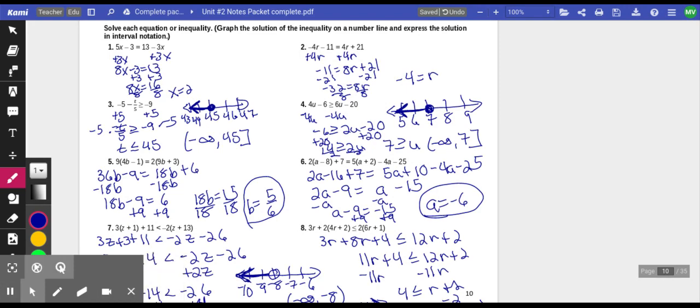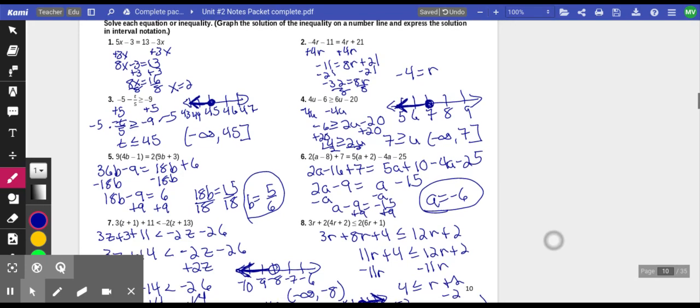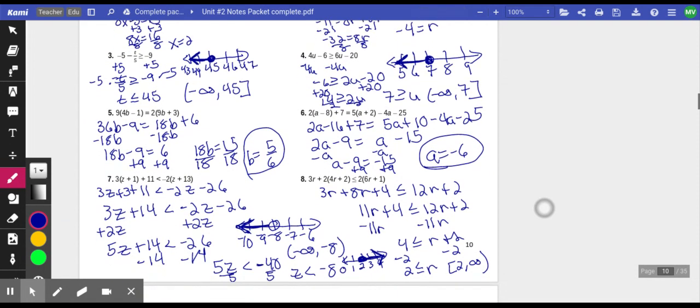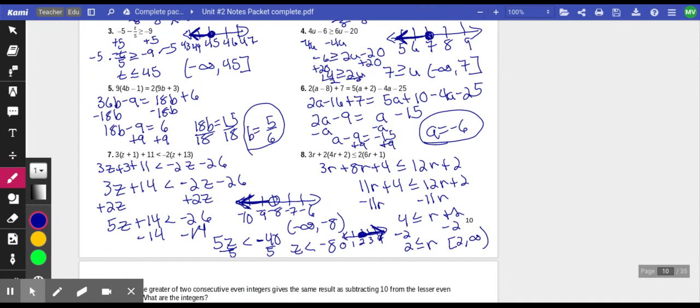Okay, here are the answers. Number 1 is x equals 2. 2 is negative 4 equals r. 3 is t is less than or equal to 45. 4 is 7 is greater than or equal to u. 5 is b equals 5. 6 is a equals negative 6. 7 is t is less than negative 8. And 8 is t is less than or equal to r.